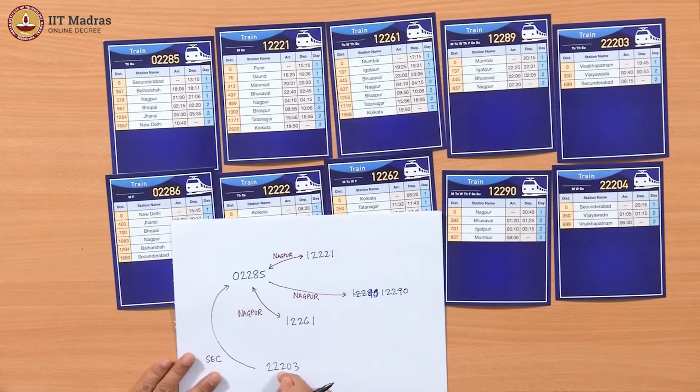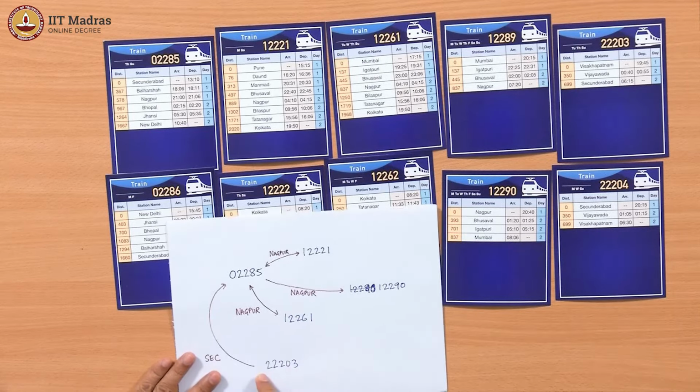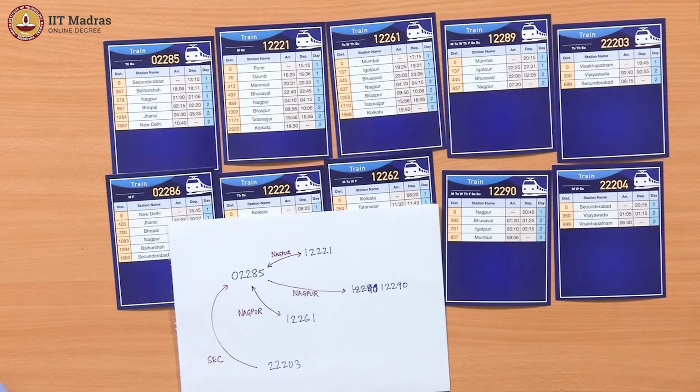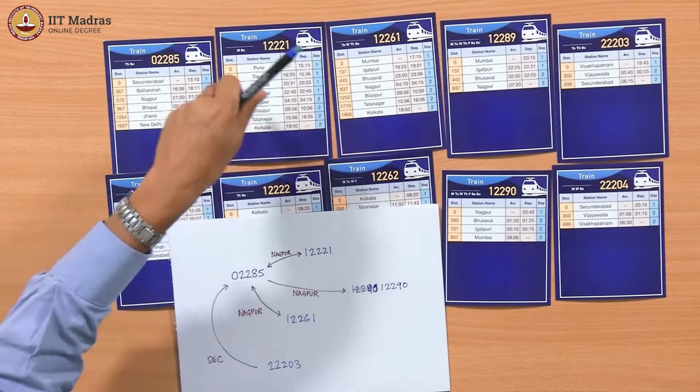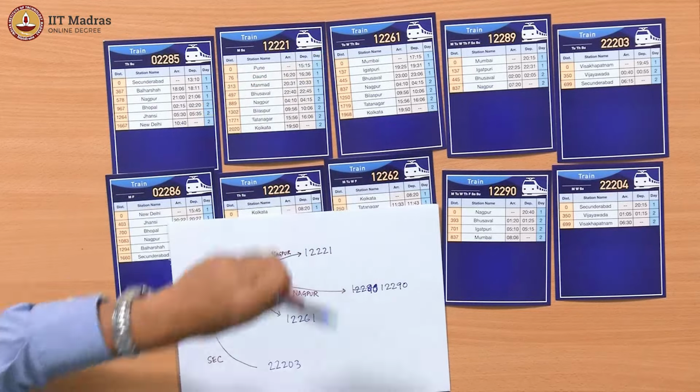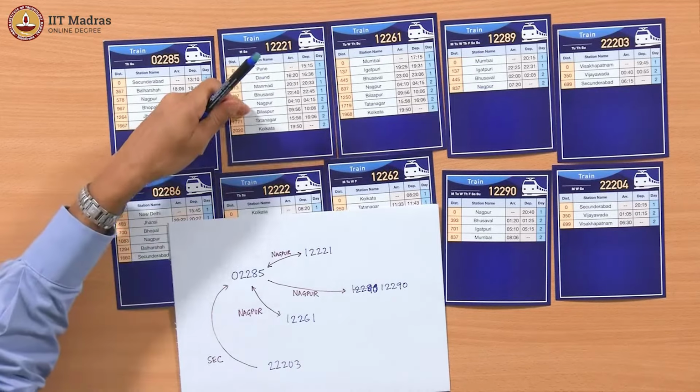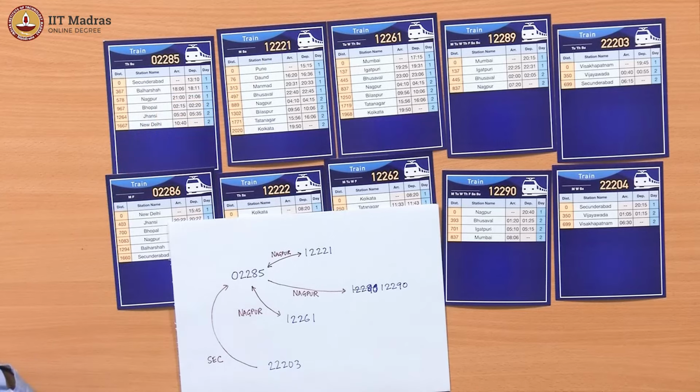22203 goes to Secunderabad and then you switch over, but you can't go back the other way. Correct. Fine. So now we are saying that between these two you could switch over at Bhusawal or at Nagpur. Yeah. Even at Bilaspur or Tatanagar or Calcutta. But you should do the first one, I think. Yeah. So let's do Bhusawal.